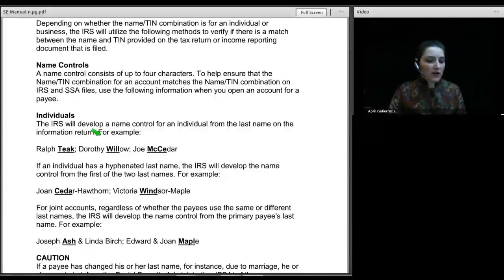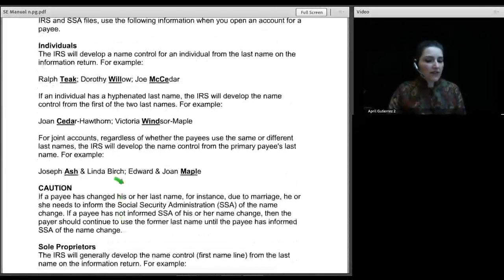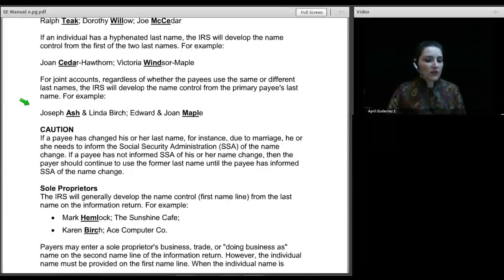If the last name is Willow, it's only going to look at the first 4 letters. If it's McCedar, it's going to still look only at the first 4 letters. There is some confusion that comes into play when we're dealing with hyphenated names. In a hyphenated name, the IRS is going to look at the first 4 letters of the first name in the hyphenated name. If it's looking at a joint return, it will look at the last name of both filers.